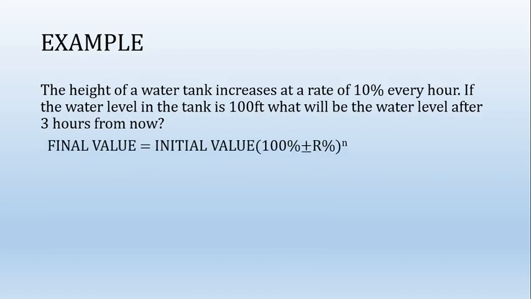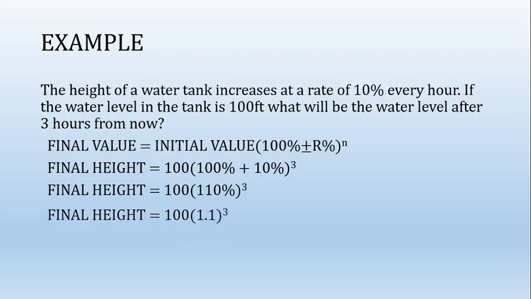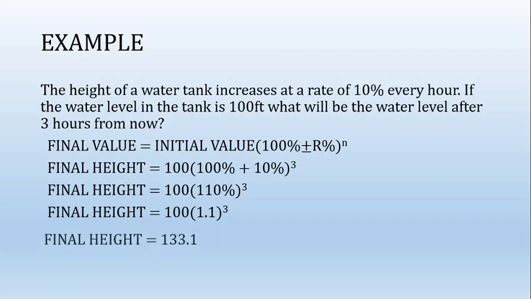Final value is equal to initial value into 100 plus or minus r percent the whole power n, because it is going through the same percentage every hour. Now applying the values given, final value is equal to 100 times 100% plus 10% because it is 10% increasing every hour. So 110% is the overall percentage, whole power 3 because we are asked to find 3 hours from now. So final value will be equal to 100 into 110% the whole power 3. 110% is 110 divided by 100, so it is 1.1. Final value will be equal to 100 into 1.1 the whole cube. So final height is nothing but 133.1.